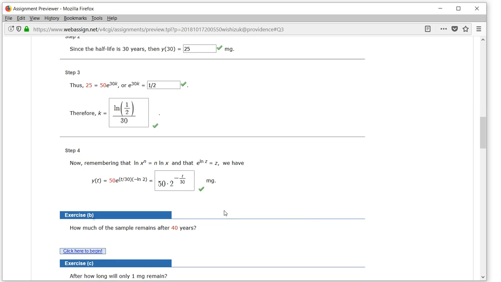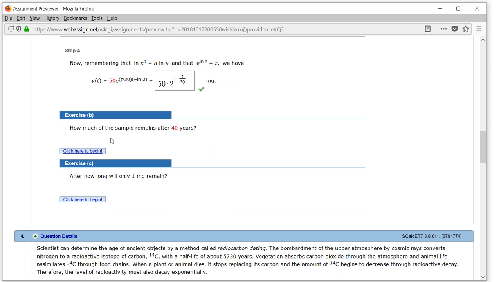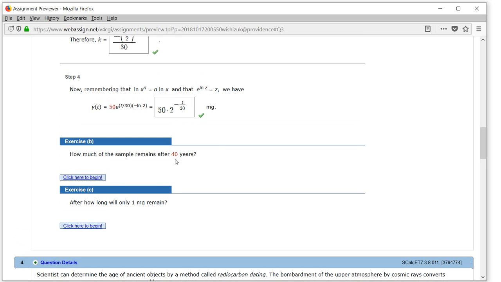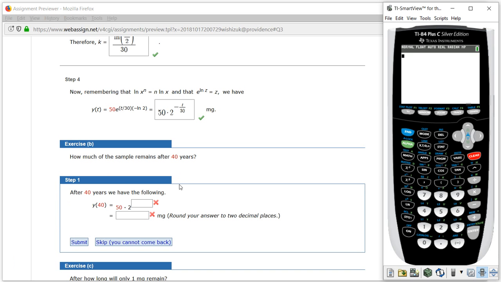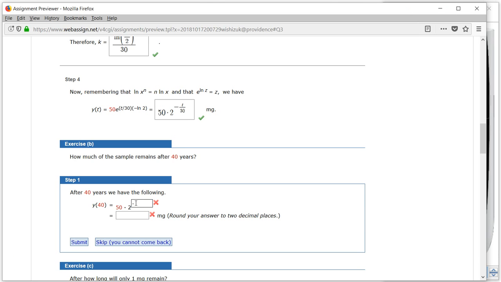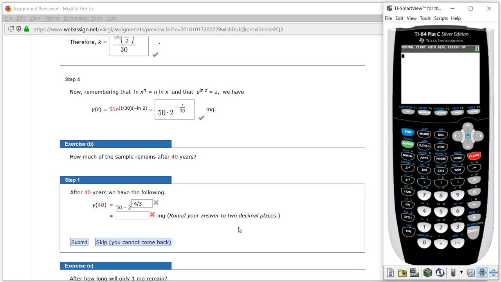Let's look at part B. How much of the sample remains after 40 years? All you really have to do is plug in 40 into this formula. When you plug in 40, you have negative 40 over 30, so it's going to be negative 4 over 3. You can just divide top and bottom by 10. Then we're going to compute this using a calculator because we have to round the answer to 2 decimal places.